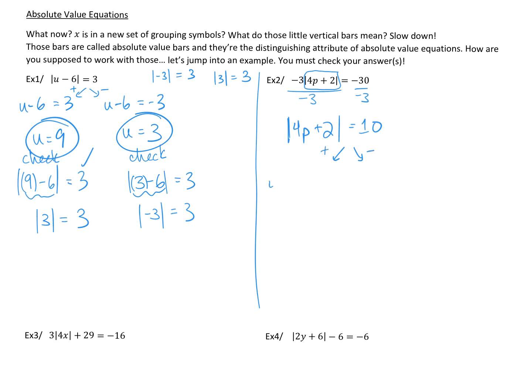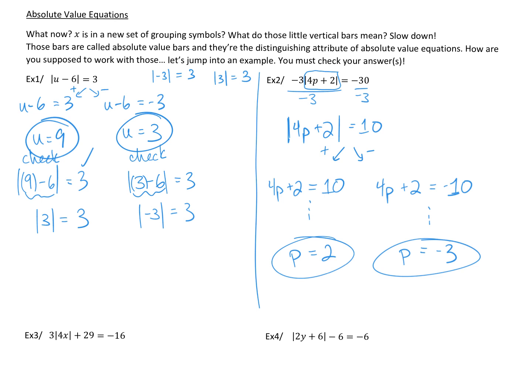Okay, now we can go ahead and split this into the two different equations, one plus, one minus. Remember, that is referring to what the absolute value is equal to. So a plus 10 in the left equation there, and a -10 in the right equation. From there, you can solve each of these equations to get p equals 2 and p equals -3. And I promise that both of these answers work here, even when you do the check.